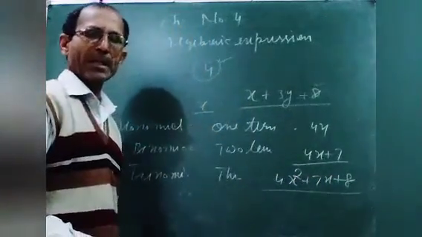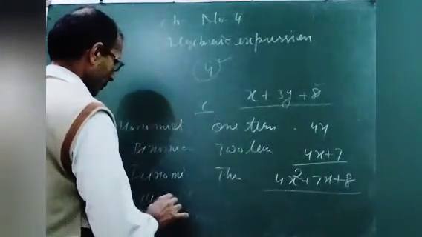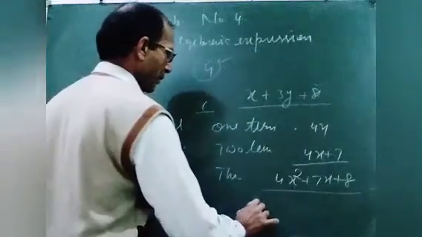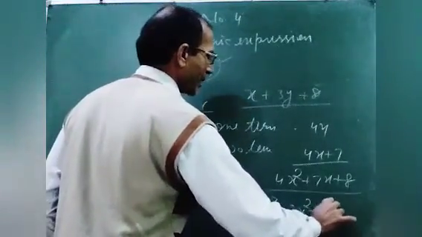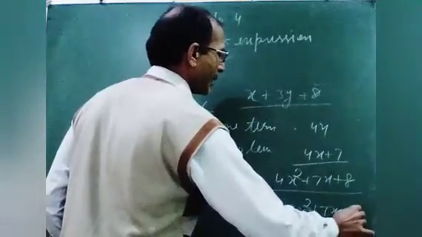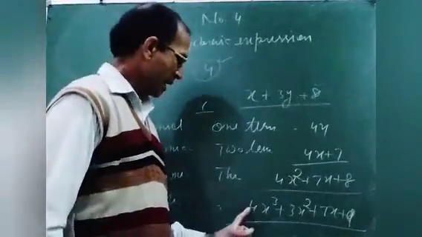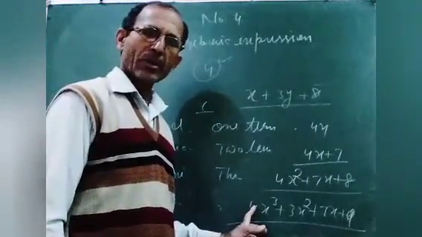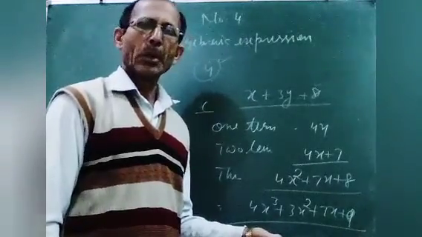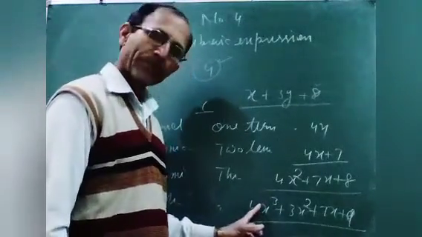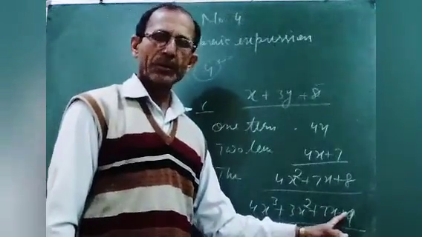This is a trinomial. Now quadrinomial, four terms: 4x cube, 3x square, 7x plus 9. So if any algebraic expression has 4 terms, it is called quadrinomial. After that, if 5 or more are there, we can call them polynomial. First term 4x cube, second term, third term, and fourth term: quadrinomial.